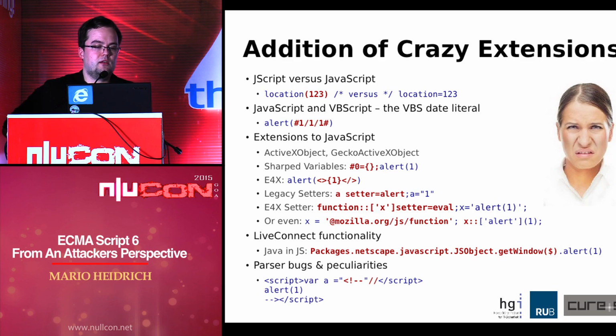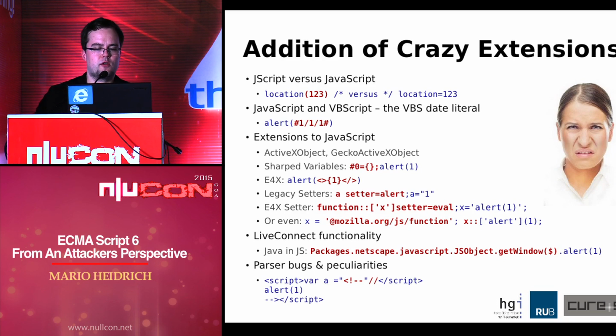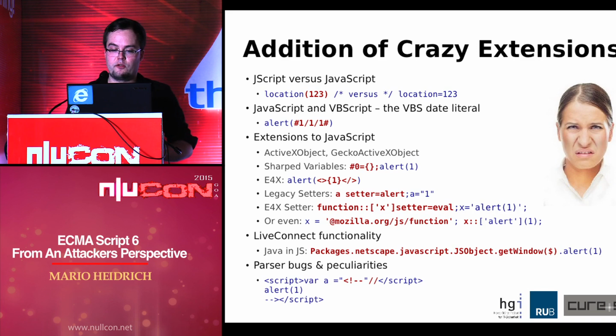Then we had the possibility to execute weird code by using E4X, as already mentioned. So you can see here we have the possibility to just execute an alert and then have HTML or XML-ish characters in there, and that would still work. We had the possibility to, for example, use legacy setters that used a completely proprietary syntax and one supports in any browser but Firefox. We could just say a setter equals alert and then say a equals 1, and then we would alert 1. No parentheses at all.